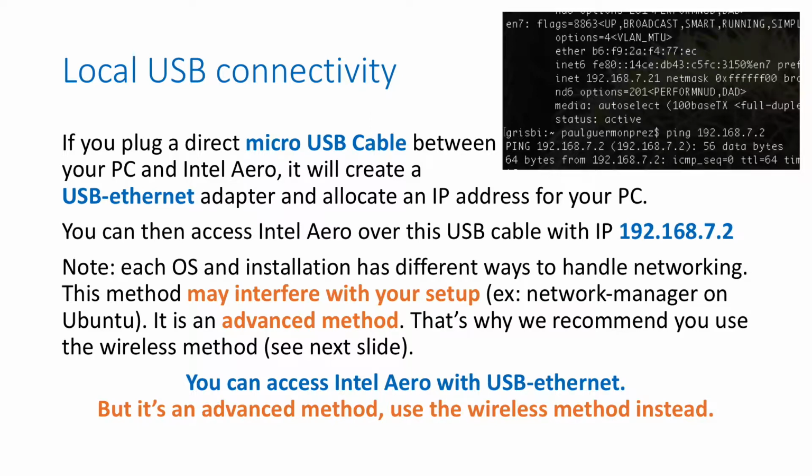192.168.7.2. Each OS on installation has different ways to handle networking, so this method may interfere with your setup. For example, on Ubuntu, Network Manager may potentially disable your internet access when you are using this network because it will think it is a main network, and later it may drop the connection with the drone. So it is an advanced method. That's why we recommend to use the following wireless access method. It's a lot simpler. But if you need it, it's available.